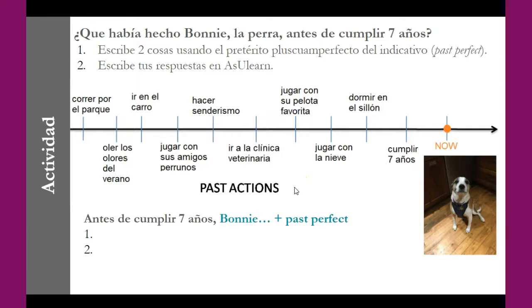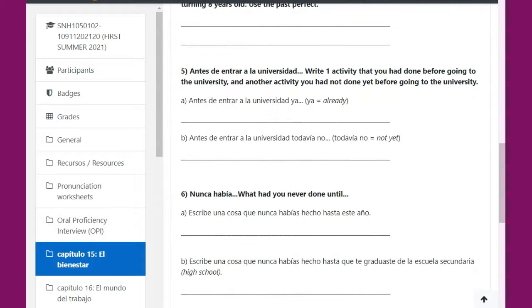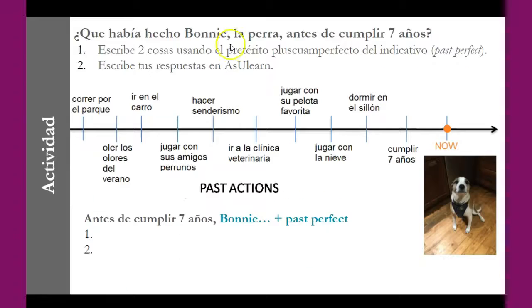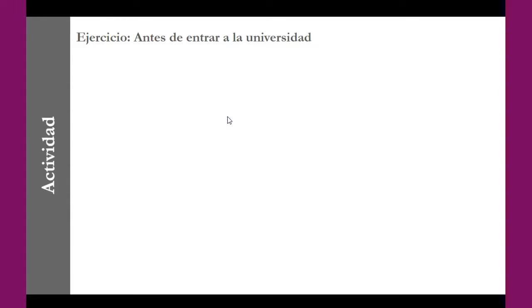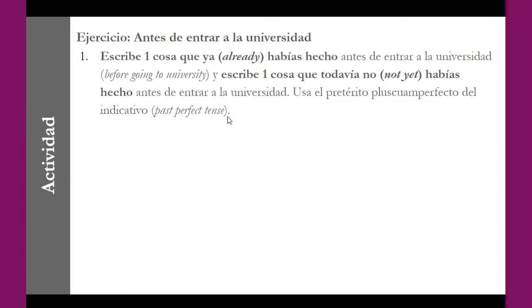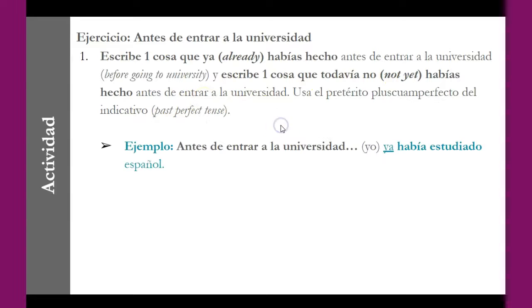And then we're going to do another practice. That's number 5. Okay, so antes de entrar a la universidad. I want you to write one thing that you had already done before going to university, and one thing you had not yet done before going to university. And I want you to use the past perfect. So these are my examples.